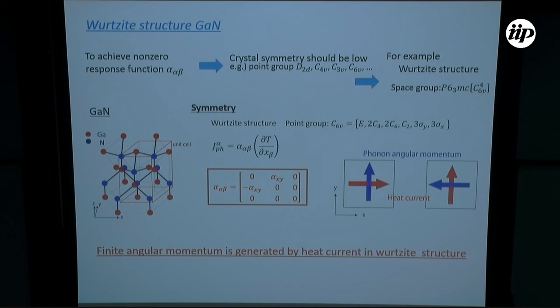The crystal should have a sufficiently low symmetry. Say, for example, a polar system or a chiral system is sufficient to have this kind of response. For example, we did a calculation for the wurtzite structure, which is polar. And for the polar structure, we can easily see that this response coefficient alpha is anti-symmetric. In this case, we have a z component of the polarization. So in that case, this alpha beta is anti-symmetric with an xy component like that.